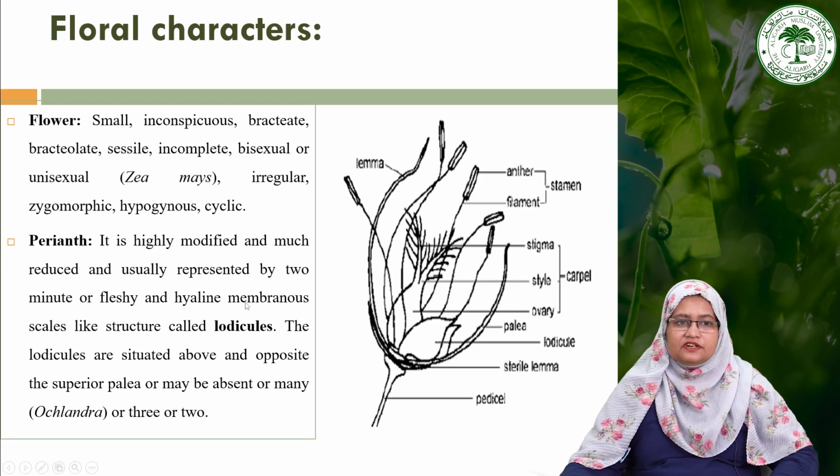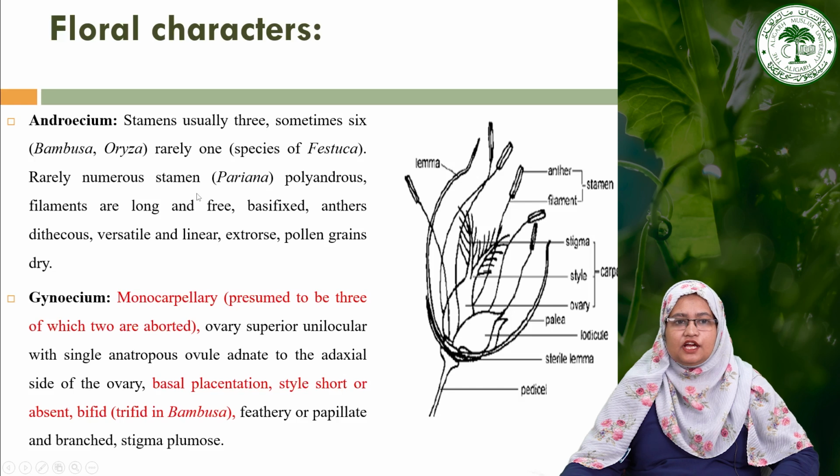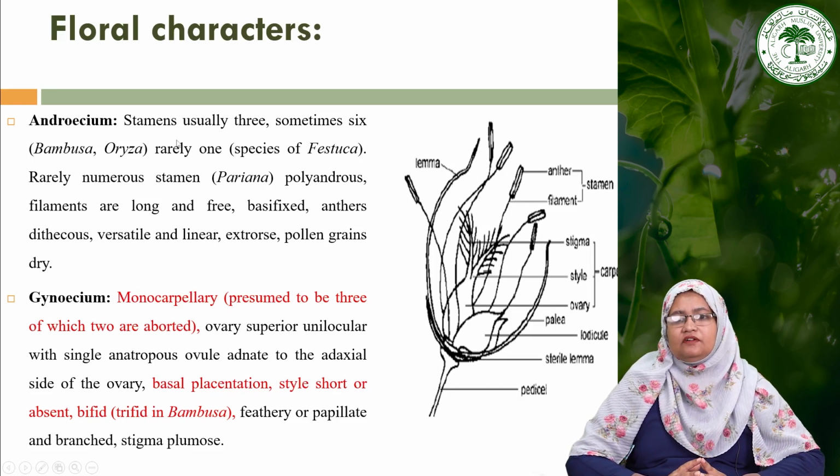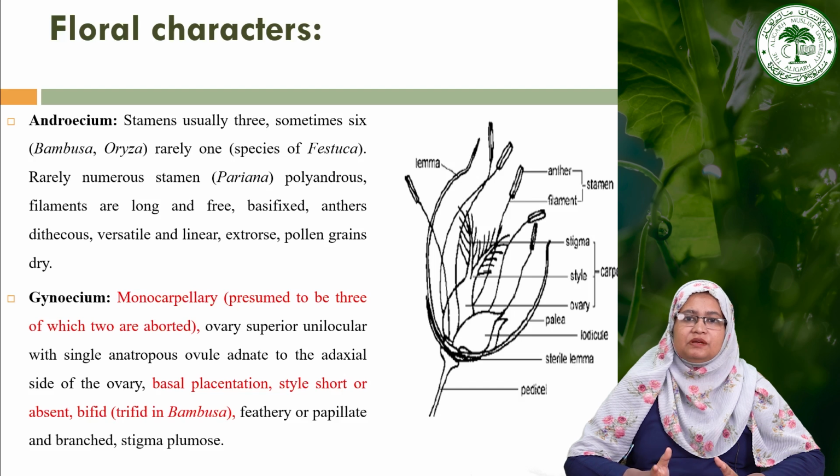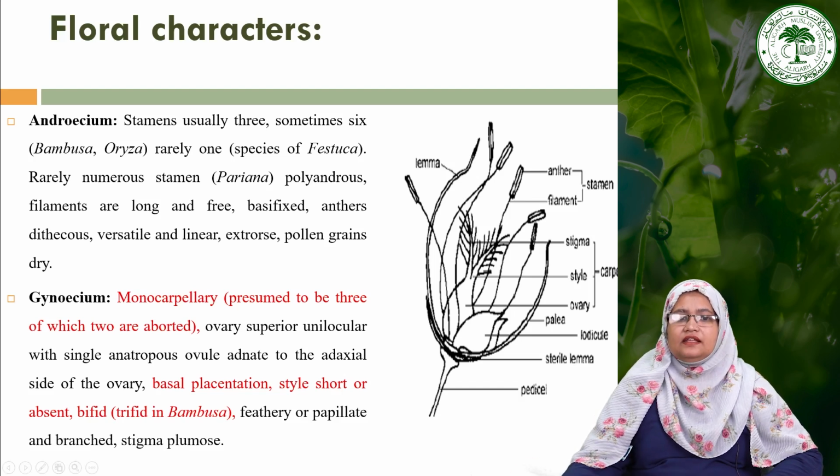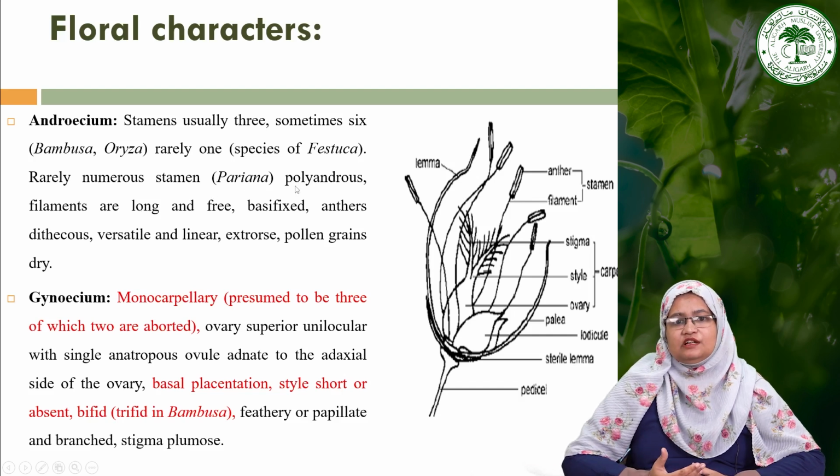Now moving towards the next floral character, the androecium. The stamens are represented by only 3 in general, sometimes 6 as in the case of Bambusa or Oryza, but sometimes 1 as in the case of Festuca, or rarely numerous stamens as in the case of Pariana. The number may vary, but the condition is always polyandrous.